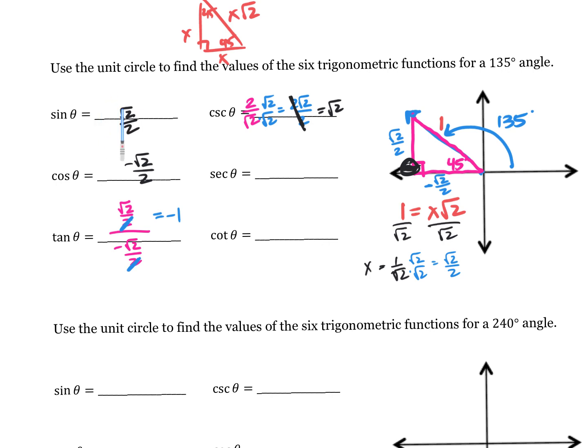If the sine was root 2 over 2 and the cosecant was root 2, if the cosine is negative root 2 over 2, what do we want to say the secant's going to be? Negative root 2. It's going to be the same thing, just negative. If the tangent was negative 1, what's the reciprocal of negative 1?